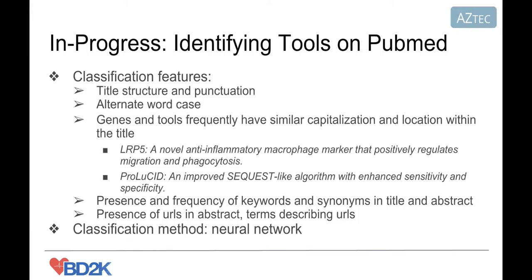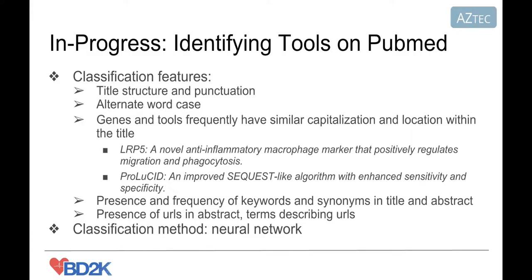In addition to just getting metadata from publications, we also want to be able to find new tools directly from the literature that have not been mentioned in any of the repositories like SourceForge that we're mining. So we're developing a system to automatically classify all the articles in PubMed as being associated with tool releases or not associated with tool releases. We're using a machine learning approach, and the classification features we're looking at include title structure and punctuation, and alternate word case. So that would include a word in all capitals in a sentence that's otherwise not in all capitals, or a word with camel case or an alternate case, something like that.